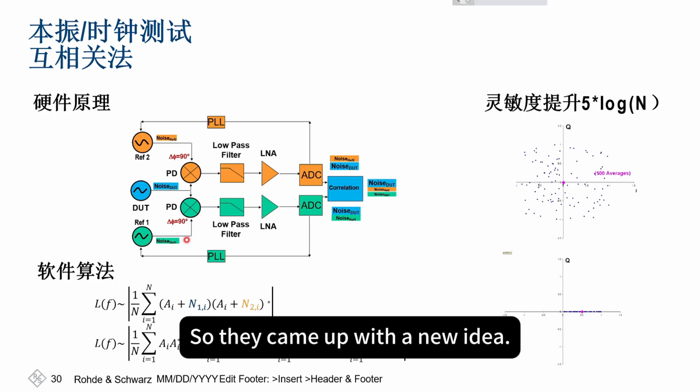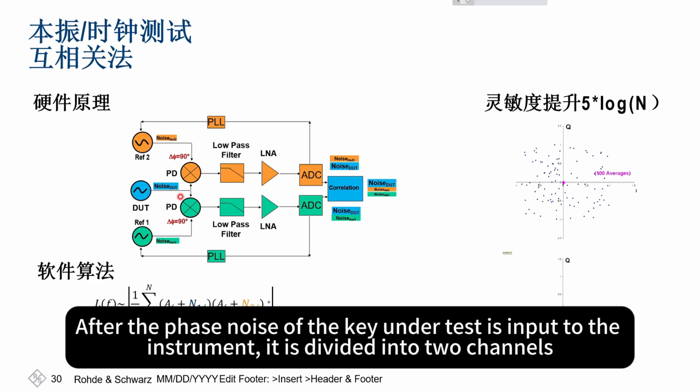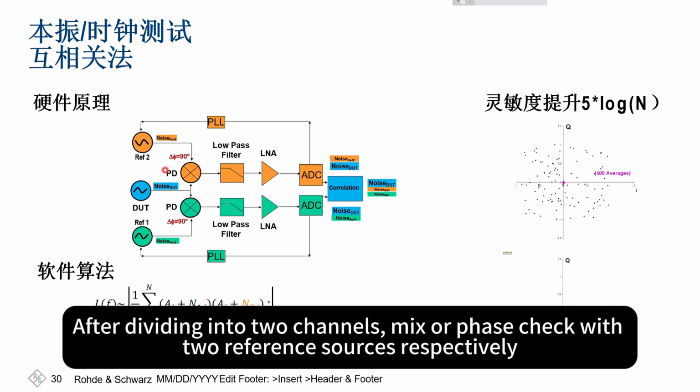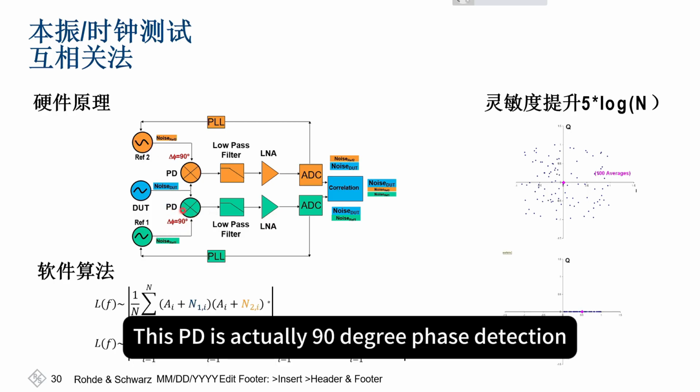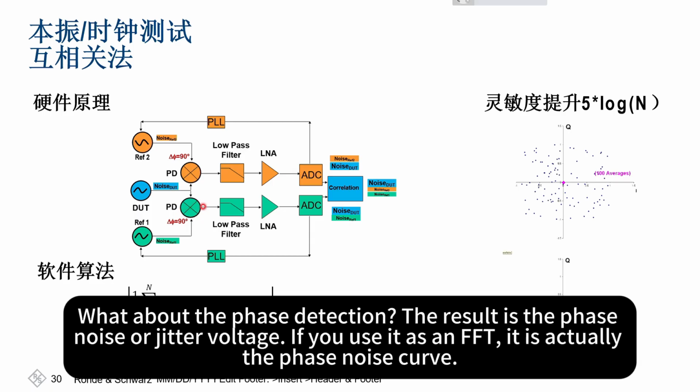So they came up with a new idea. After the signal under test is input to the instrument, it is divided into two channels. After dividing into two channels, each is mixed or phase detected with its own reference source. This PD is actually a 90-degree phase detector. What about the phase detection? The result is the phase noise or jitter voltage. If you take an FFT of it, it is actually the phase noise curve.